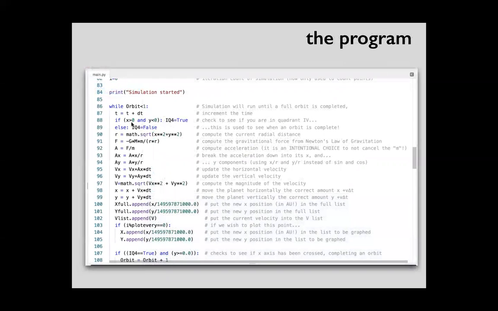The program is a relatively straightforward program that calculates the orbit of an object under a gravitational field. It computes the force from Newton's law of gravitation and then the acceleration and breaks it down into X and Y components and calculates the new horizontal and vertical velocity.